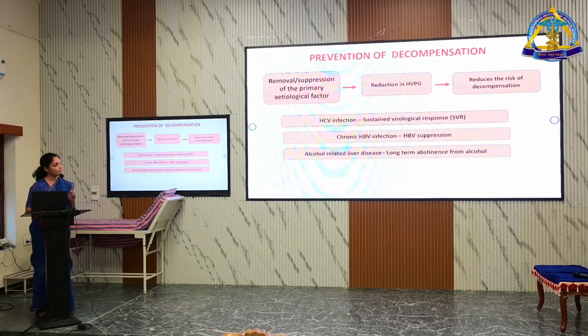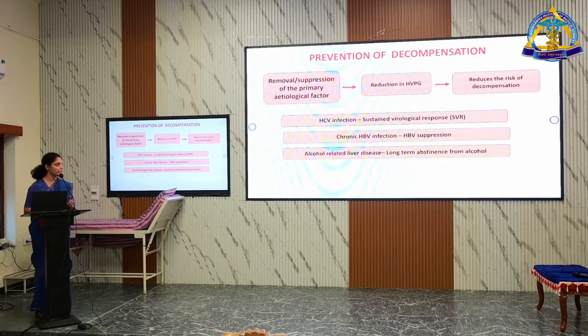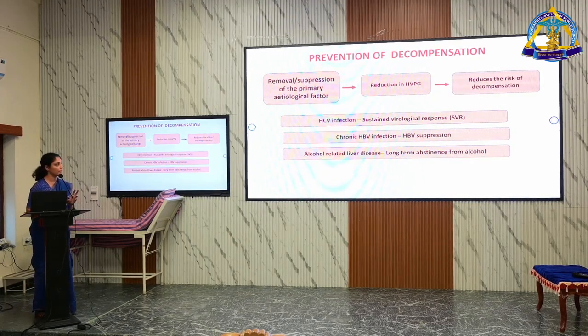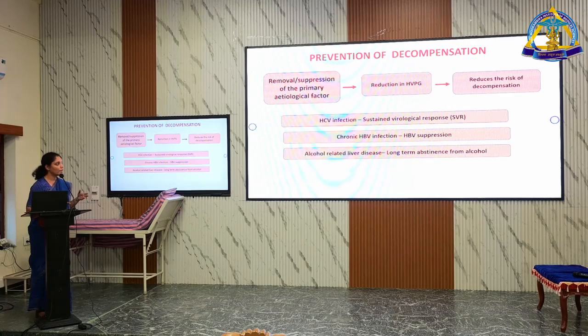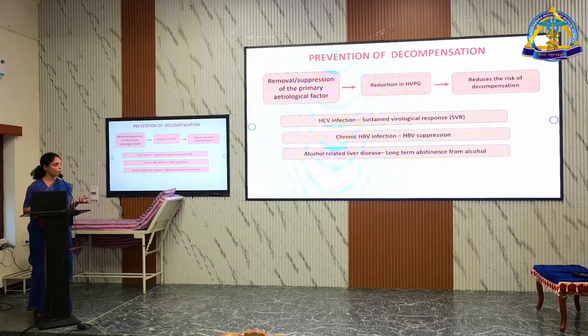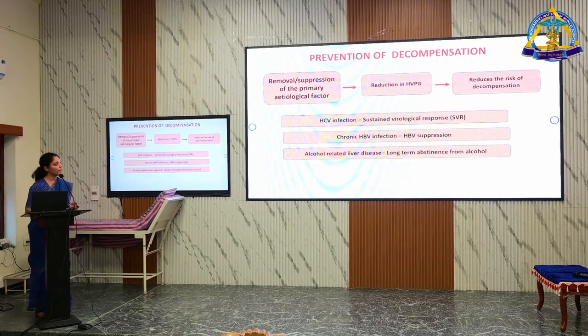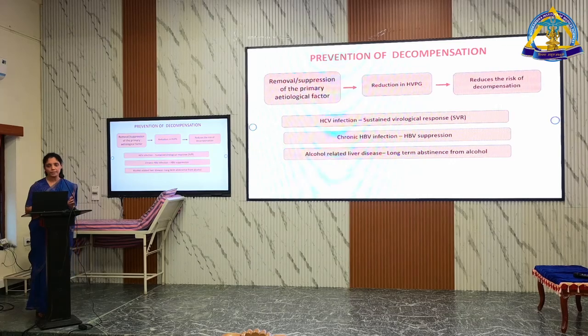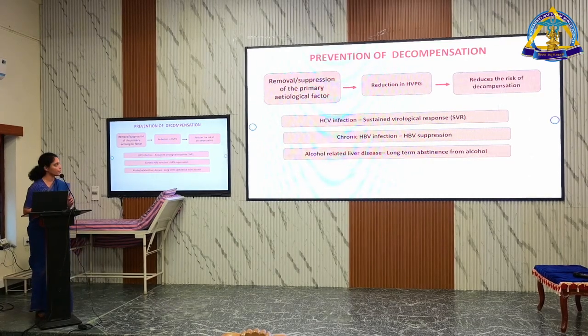Then for chronic hepatitis B virus infection, we have very good antivirals for suppression like tenofovir and entecavir. Those are the most commonly used antivirals for hepatitis B. And for alcohol-related liver disease, it's long-term abstinence from alcohol. And if the patient needs psychiatric support, definitely offer that also.